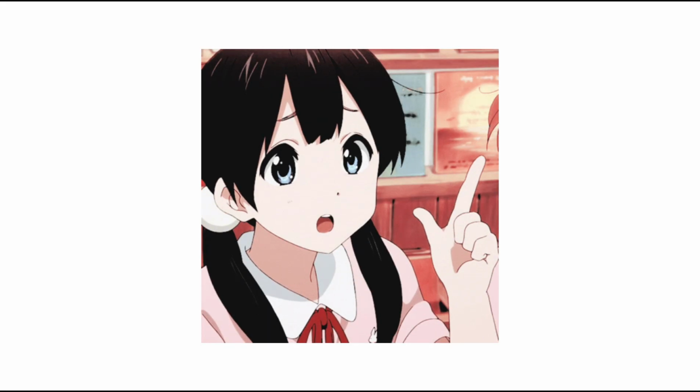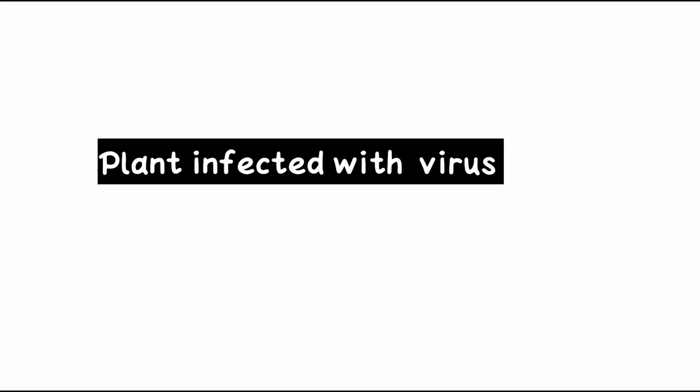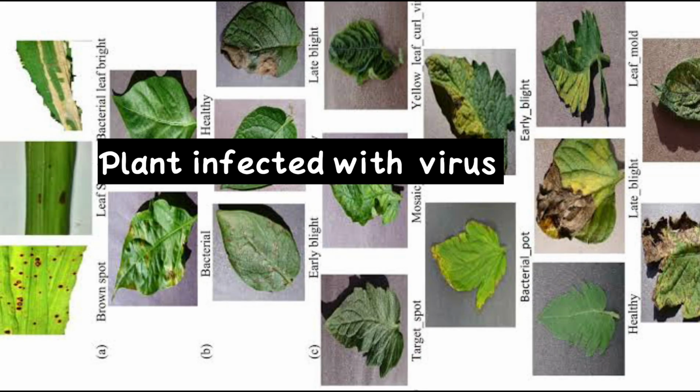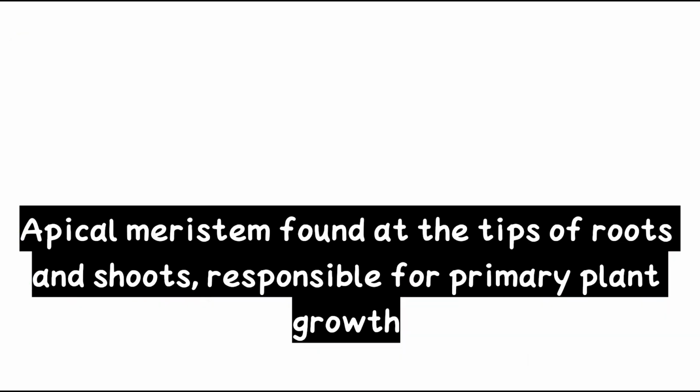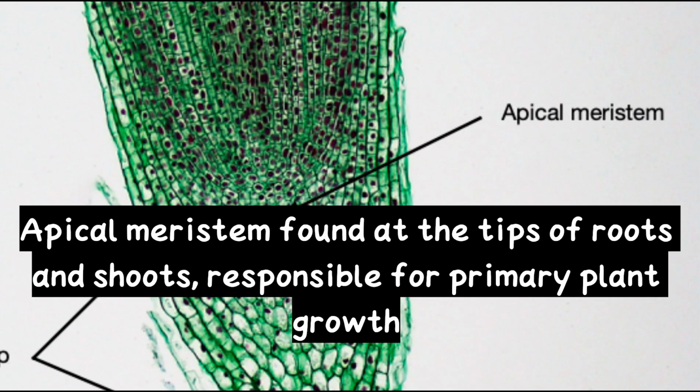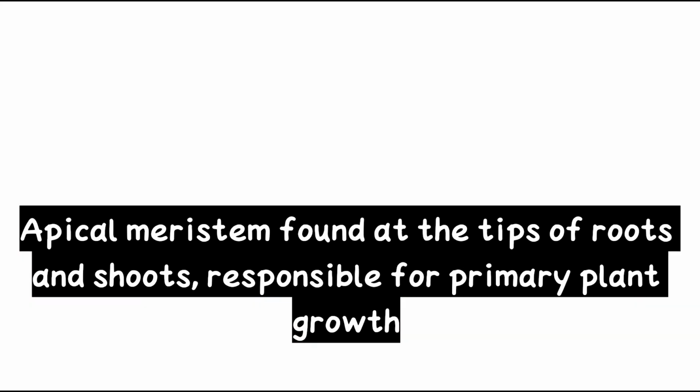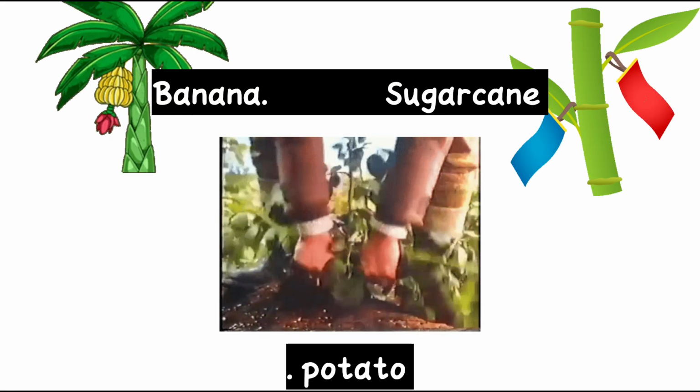Another important application of this method is the recovery of healthy plants from diseased plants. Even if a plant is infected with a virus, the meristem, that is the apical or axillary, is free from the viruses. Hence, one can remove the meristem and grow it in vitro to obtain a virus-free plant. Scientists have succeeded in culturing meristems of bananas, sugarcane and potato.